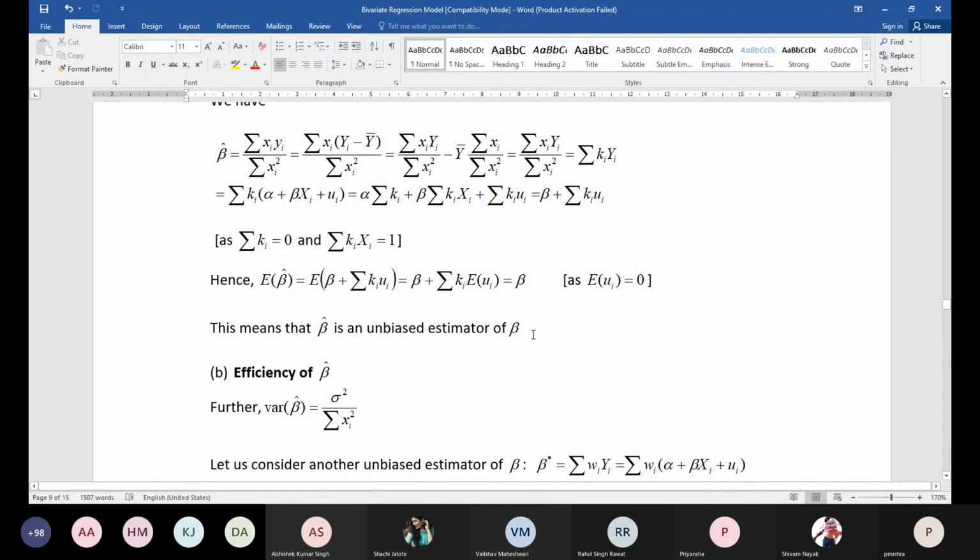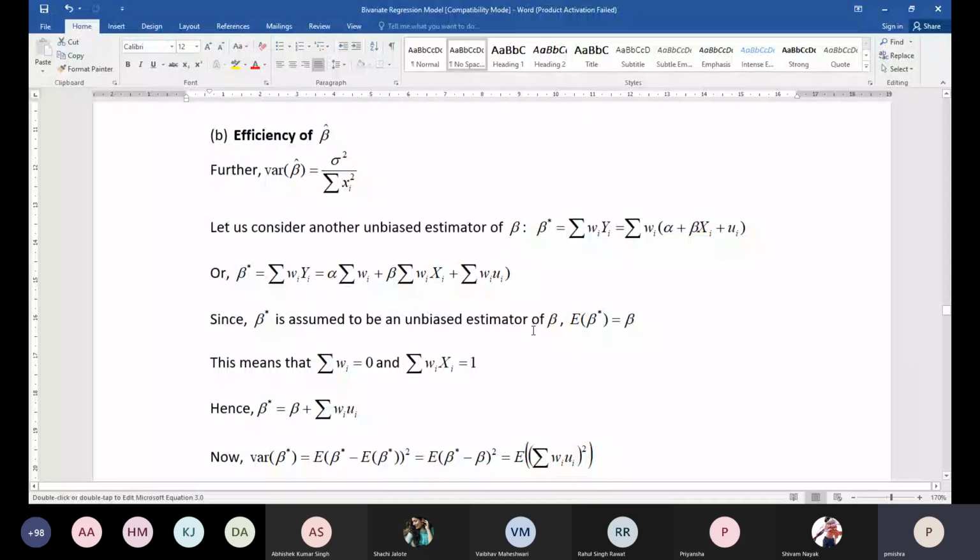So the first line: here we are showing that beta hat is a linear function of yi. Here we are showing that beta hat is an unbiased estimator of beta. Then we need to go for proving that beta hat is an efficient estimator of beta.